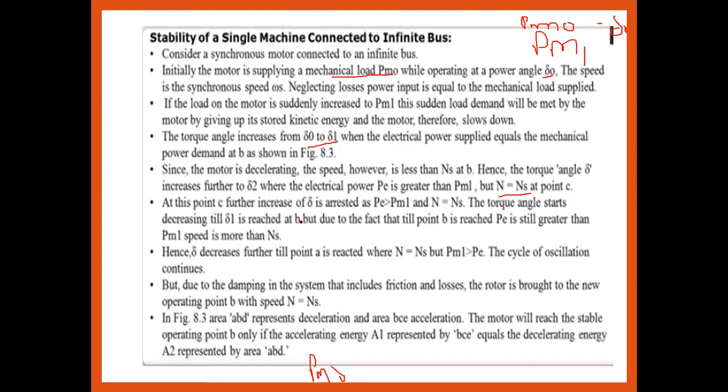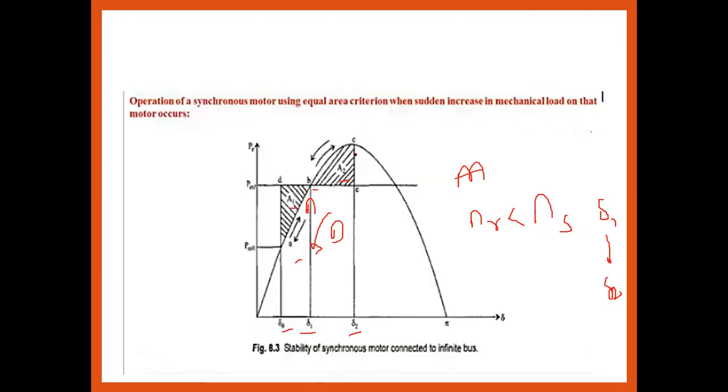Then the torque angle starts decreasing till delta 1. At the point of C, Pe should be more as compared to the Pm. So at that point, to again come to the equal area criteria, the angle delta should again come down to delta 1.